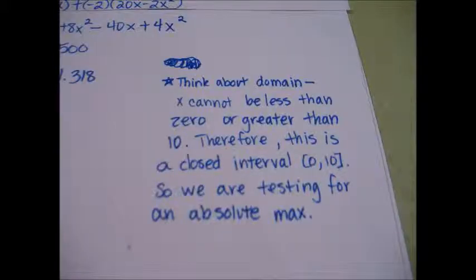One thing we need to do is think about the domain of our situation here. x cannot be less than 0 because x represents a measurement. Also, it can't be greater than 10, because if we cut 10 by 10 inch squares out of each corner, your width was only 20 inches, so you wouldn't have anything left. So we're dealing with a closed interval from 0 to 10, and it's a closed interval, so we are testing for absolute max, which we kind of knew already. What that means is you don't have to use a sign chart. You can just use direct substitution to test the critical values.